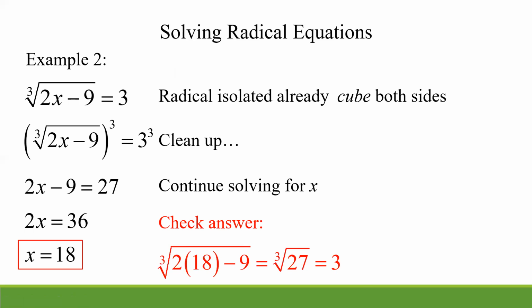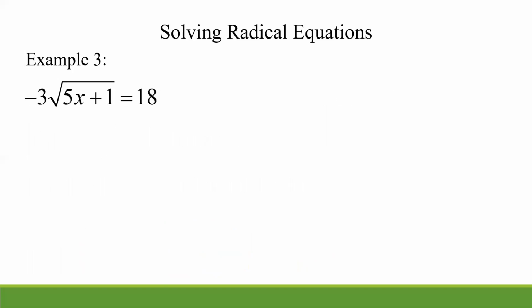Okay, nothing crazy so far, right? So let's go and look at the third example. So now we have this: negative 3 times the square root of 5x plus 1 equals 18.